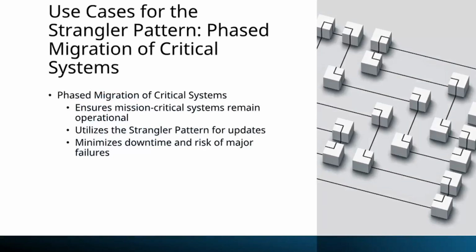The Strangler Pattern allows for phased migration of critical systems, ensuring continuous operation. This approach minimizes downtime and reduces the risk of major failures.